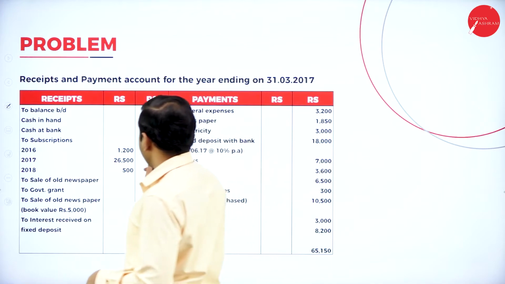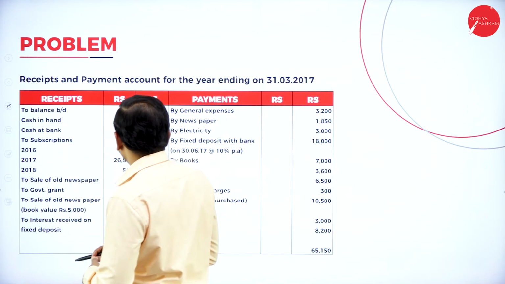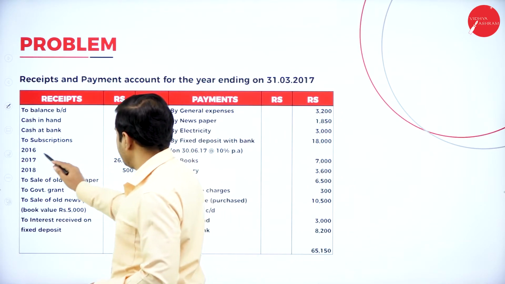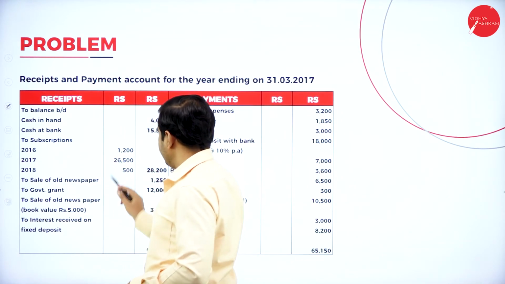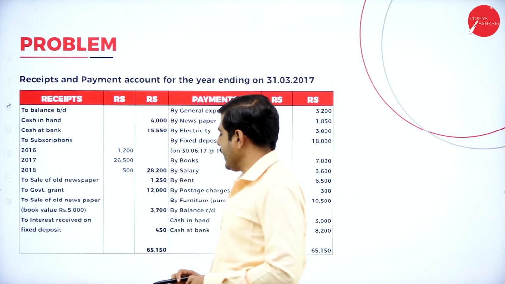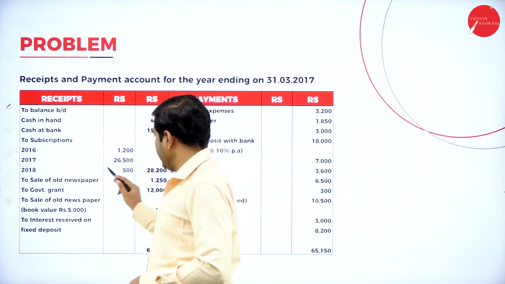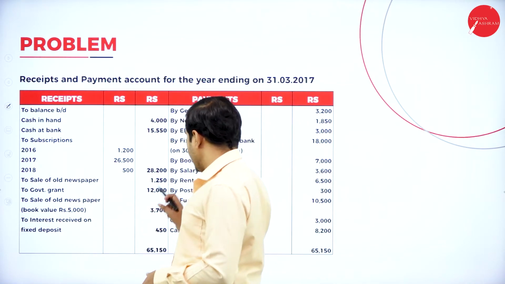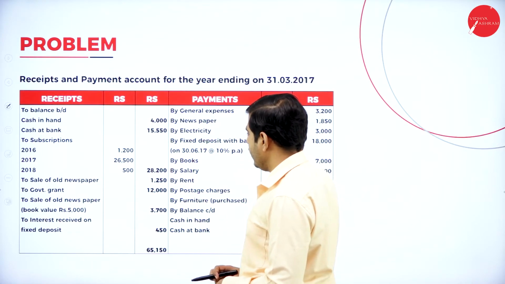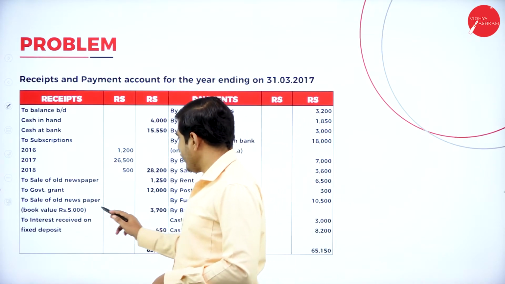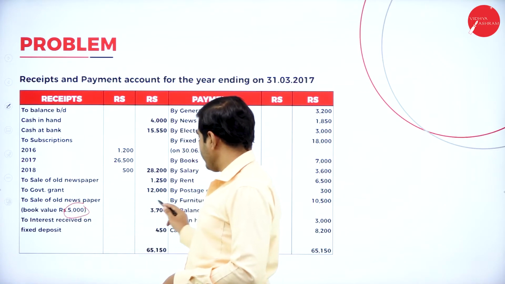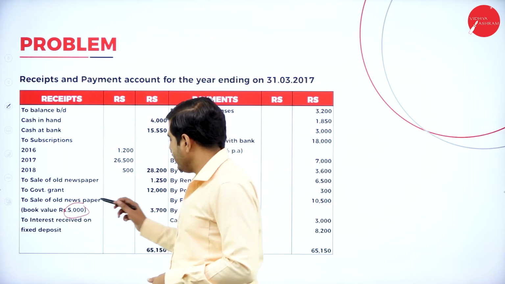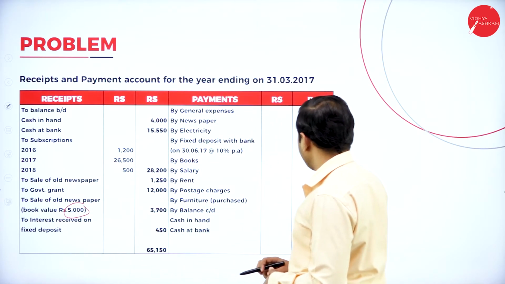So opening balance of cash 4,000, at bank 15,550. Again, subscription received 1,200 for 2016, for the current year 26,500, and for next year 2018 is 500. Sale of old newspaper is 1,250. Government grants 12,000. Sale of old newspaper: actual worth is 5,000, but we have sold for 3,700. It is a loss. Next one, interest received on fixed deposits 450.